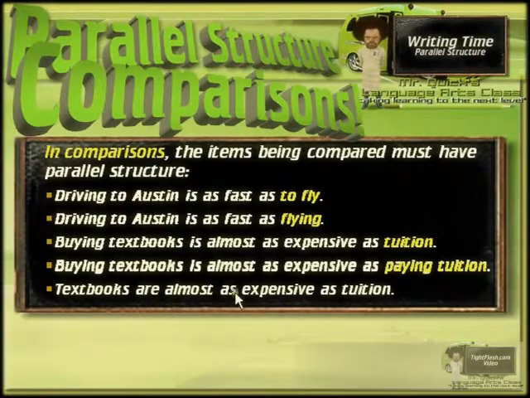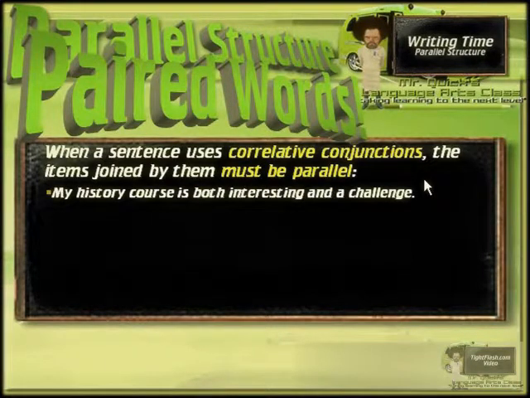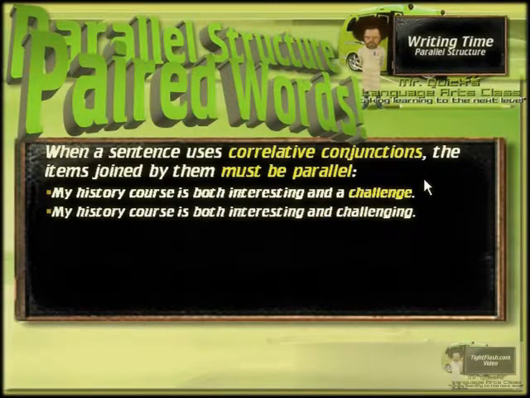Textbooks are almost as expensive as tuition. We can, of course, change it that way also. Now, paired words. When we're putting words together in a sentence, trying to join items, we must make sure they are parallel. For instance, my history course is both interesting and a challenge. No. In this case, we need to make sure we add, here we go again, the second item in the same form. My history course is both interesting and challenging.